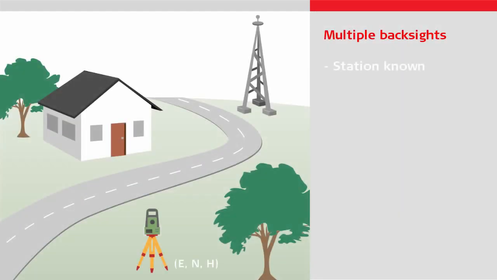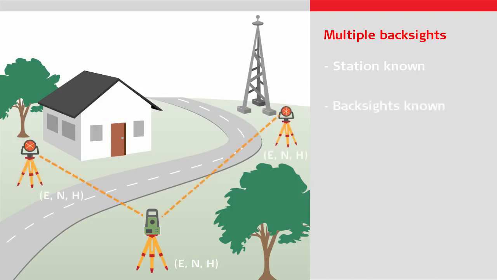The multiple backsights method can be used in the following case: if the point over which you will position the total station is known, and there is at least one backsight point which can be measured to. The orientation of the total station will then be computed based on the measurements to the backsights and, if desired, the height of the total station.